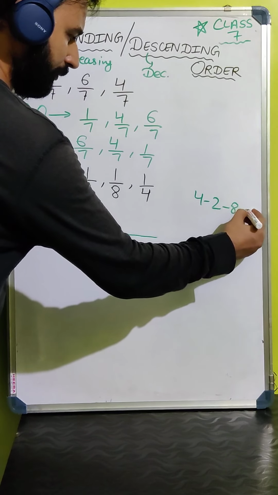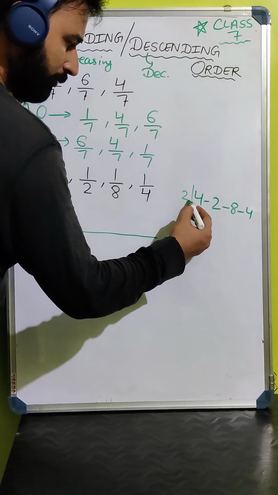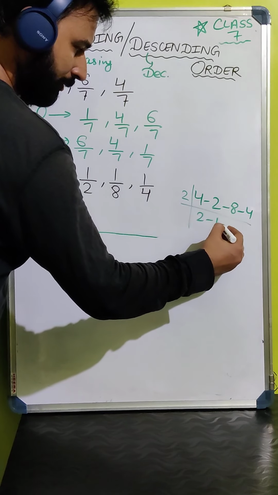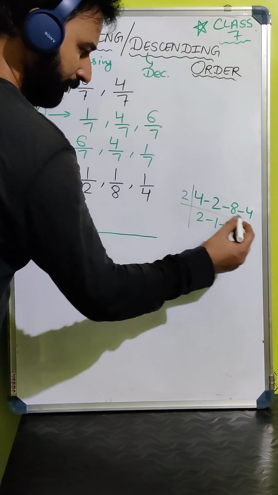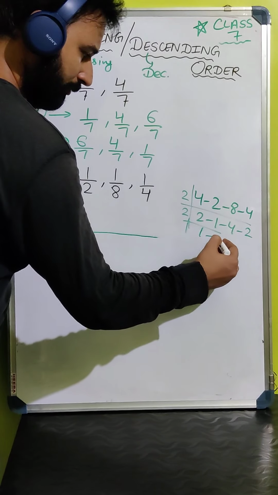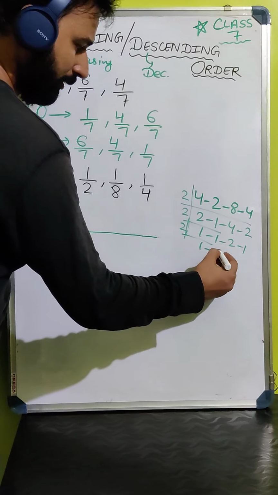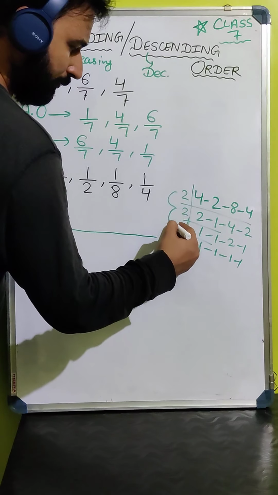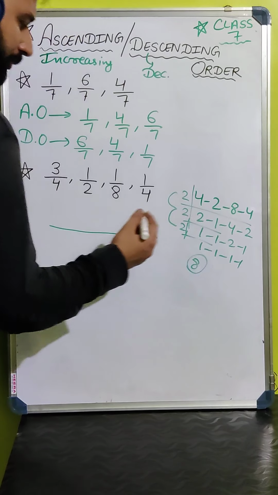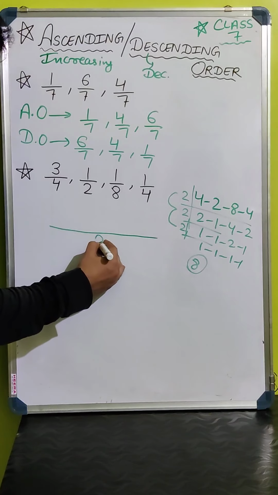4, 2, 8, 4. So you will write 2 2s are 4, 2 1s are 2, 2 4s are 8, 2 2s are 4 again, 2 1s are 2, 2 1s are 2, 2 2s are 4, 2 1s are 2, again 2. So it will be 2 2s are 4, 4 2s are 8. 8 is the LCM. Now 8 is the LCM of these numbers.